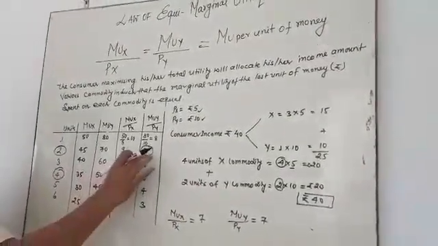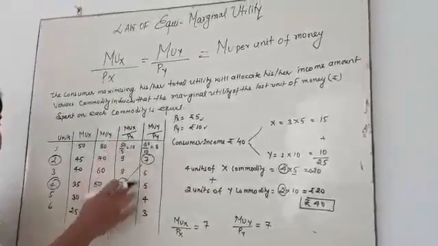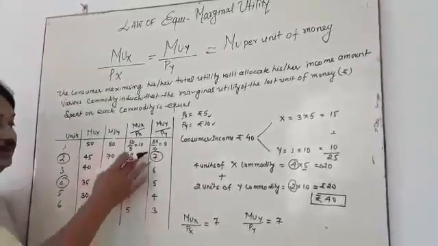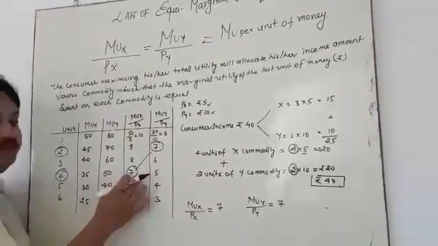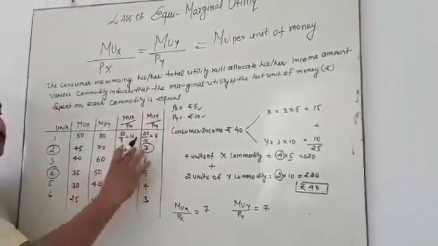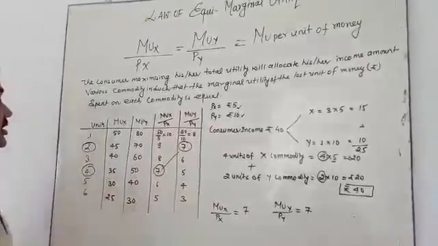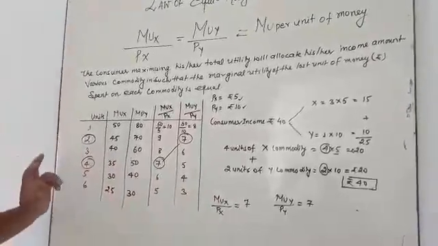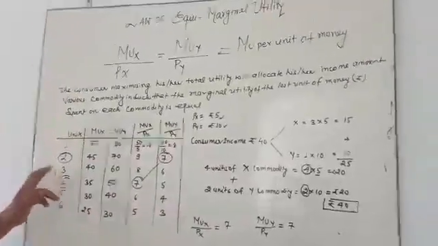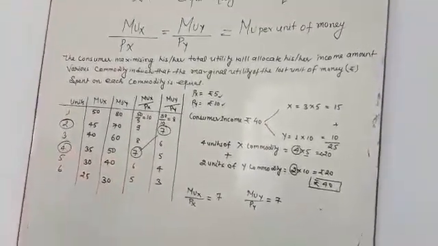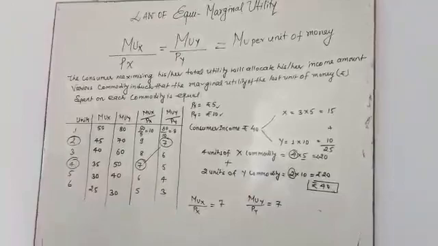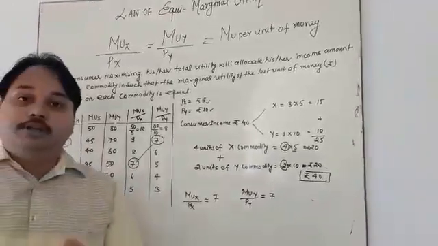Here you can also observe this with the help of the graph, where MUX is 7, and you find out where 7 is. With the help of this situation you can say that 2 units of Y commodity and 4 units of X commodity are going to be purchased. That is called equilibrium. Equilibrium is equal distribution.